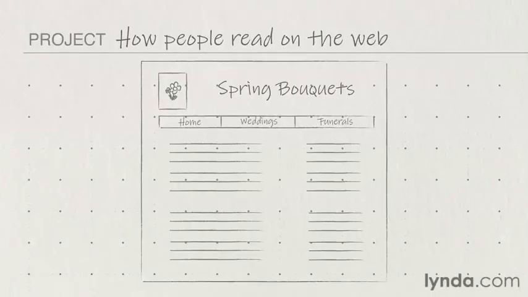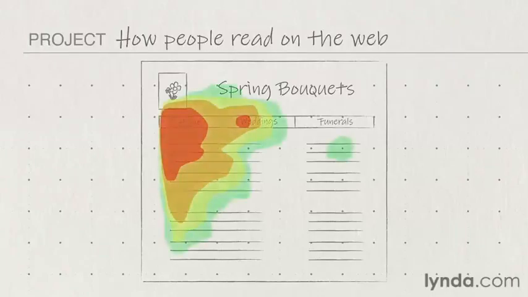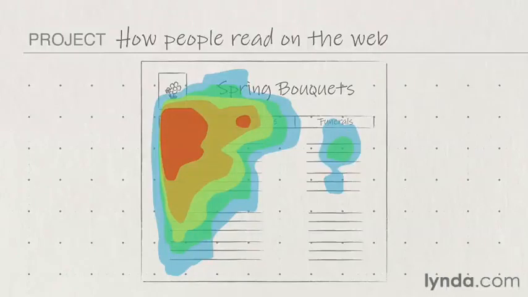Using eye tracking technology, we can see where people look on the page. Here's an example heat map produced by noting the places where people's eyes rested. Hotter colors like red and yellow mean more time spent in those areas. Colder colors like blue and green mean less time.